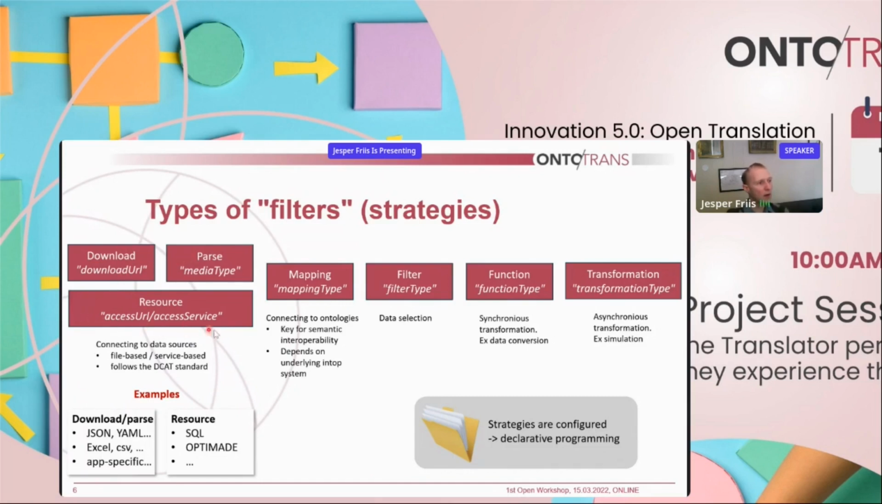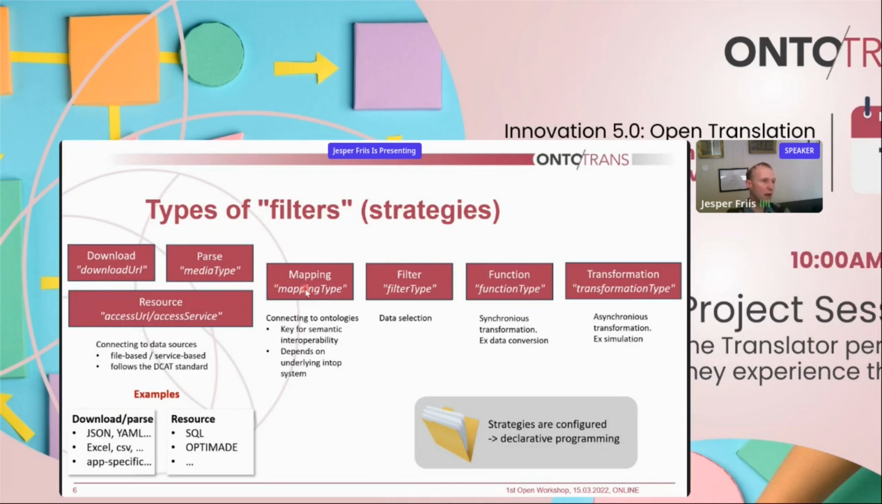Another type of filter is a source filter. It's also connecting, accessing data, but this is more accessing a service. It could be accessing a database where you are sending a query to it and communicating with it. The result is the same. What you get out is some raw data. Well, it is hopefully in the form of a data model. We'll come to that later, which then can be, for instance, mapped.